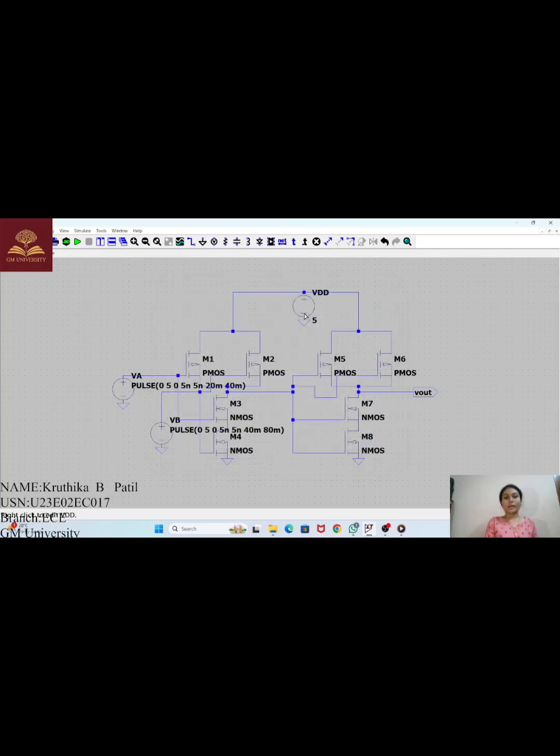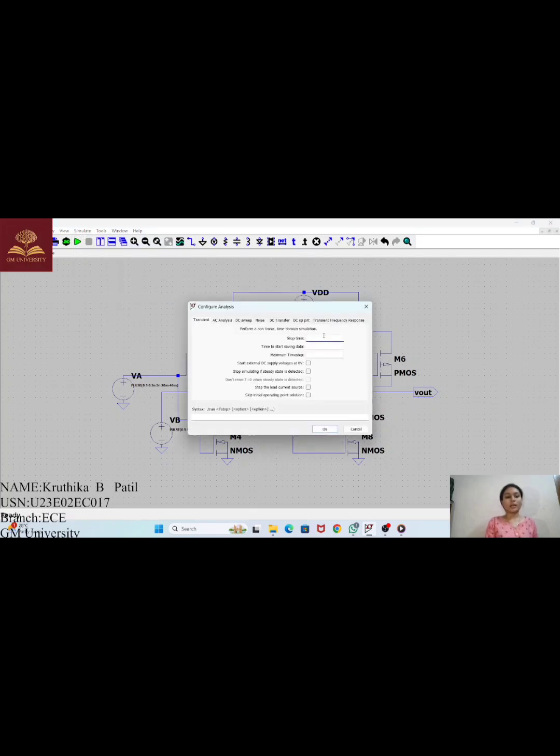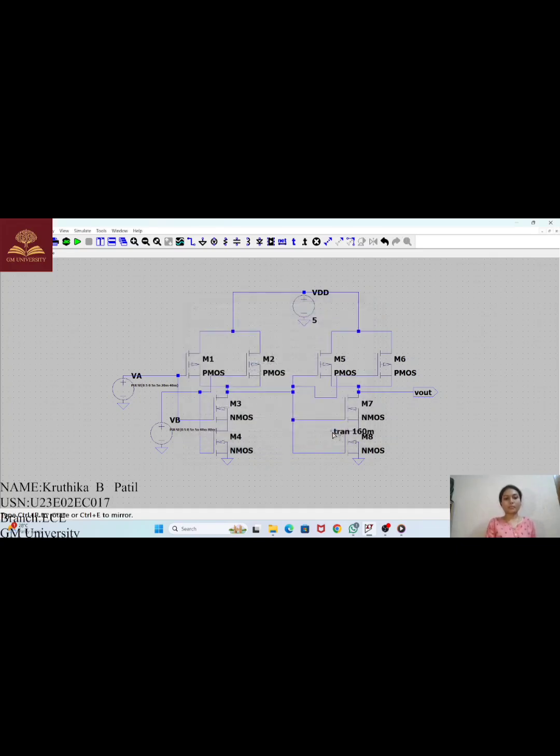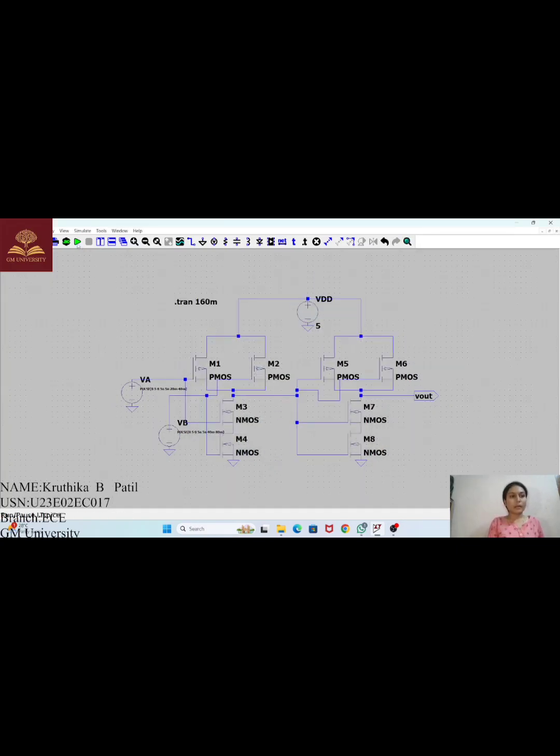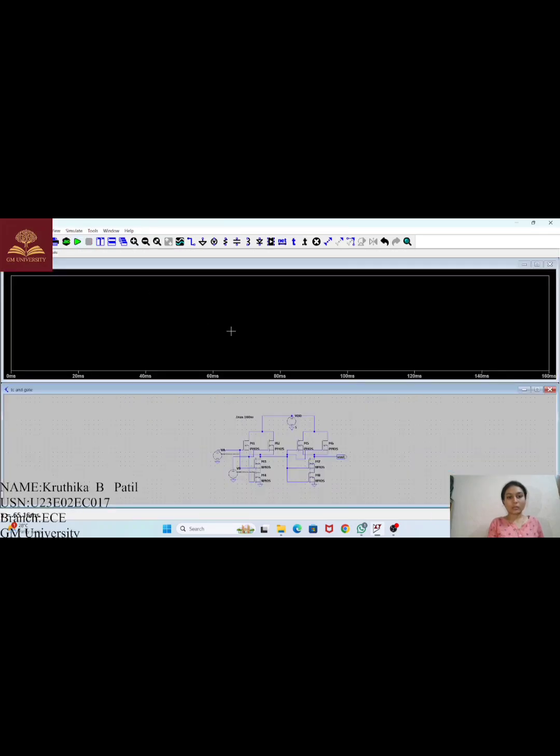I gave the VDD as 5 volts. Here we will make it smaller so that the circuit is visible clearly. Now let us edit the simulation. The stop time I am giving as 160 milliseconds. Now let us run this.